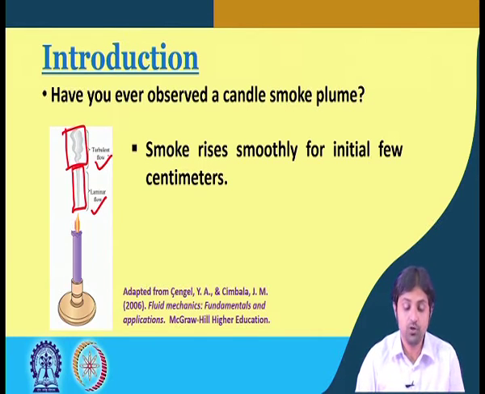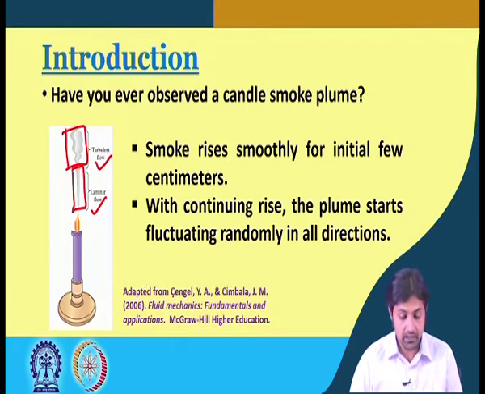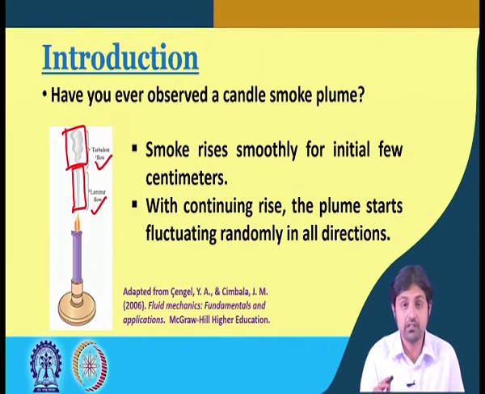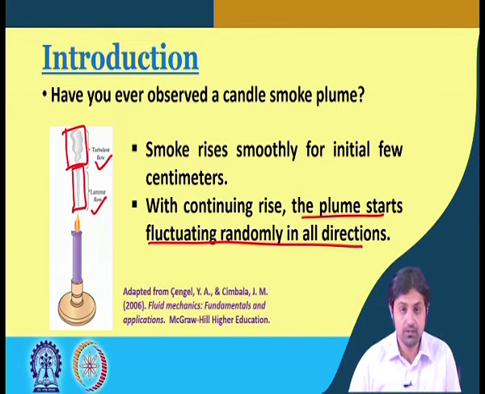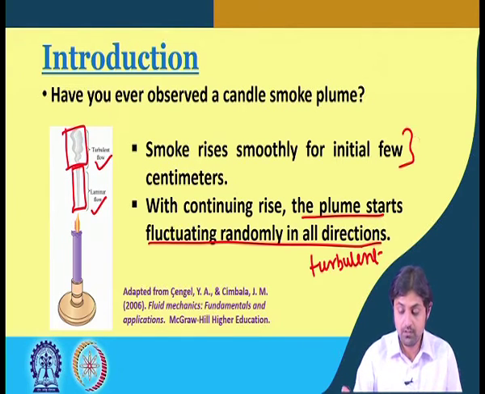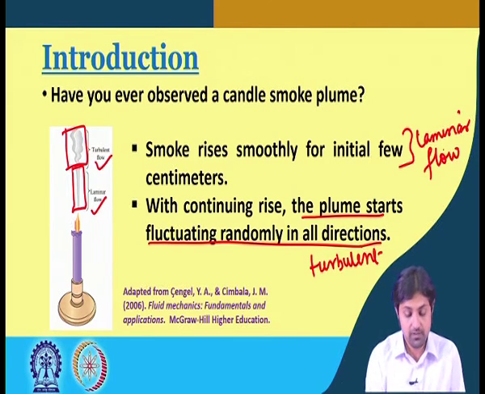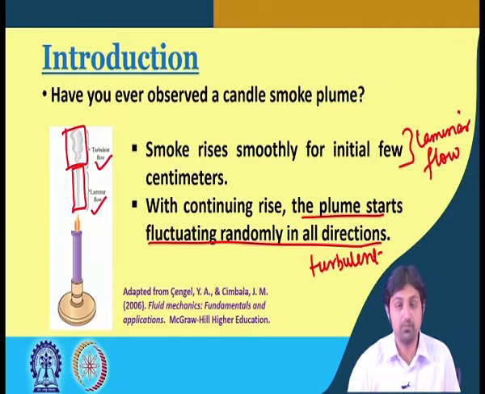As I said, what you are going to observe is that smoke rises smoothly for the initial few centimeters, and then, maybe just a little bit further upward, the plume starts fluctuating randomly in all directions, or in other words, the flow becomes turbulent. And this is indicative of laminar flow. The figure has been adapted from Cengel's book, Fluid Mechanics: Fundamentals and Applications, McGraw-Hill Higher Education publication.